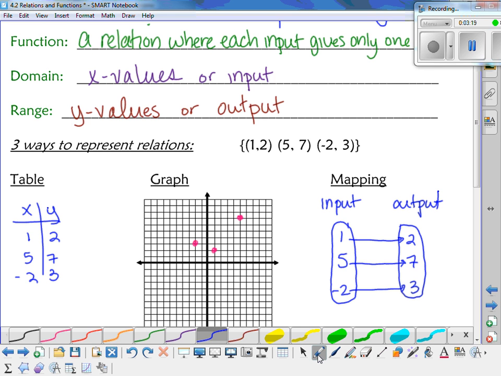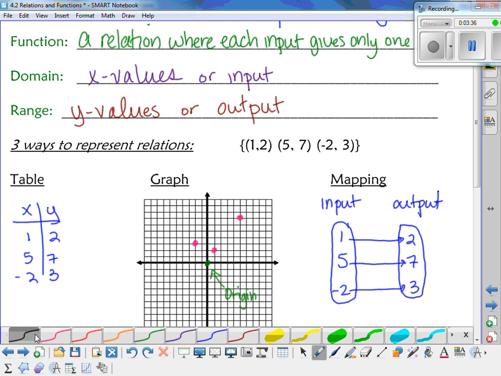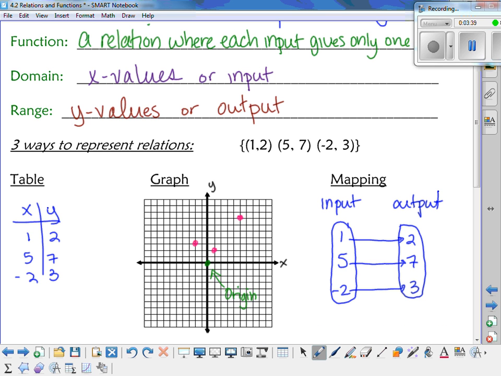Okay, do you guys remember what we call this point right here in the center of our graph? Origin. It's the origin, yes. All right, and then of course, this is my x-axis and that's my y-axis.